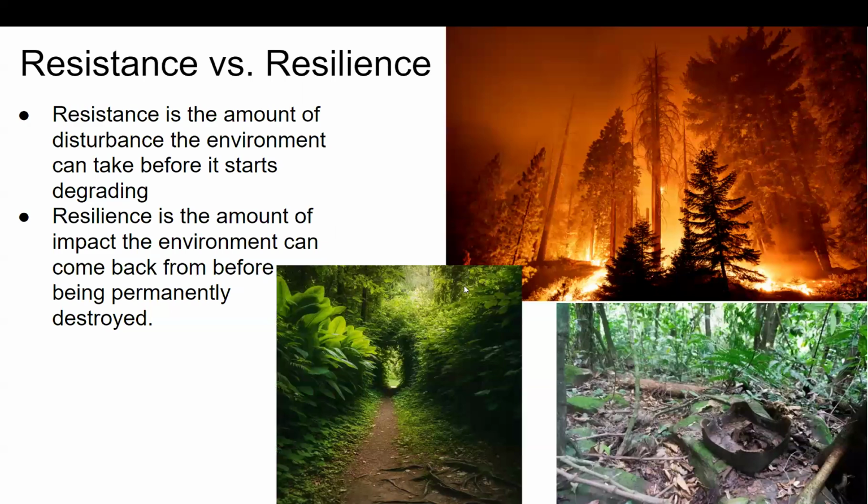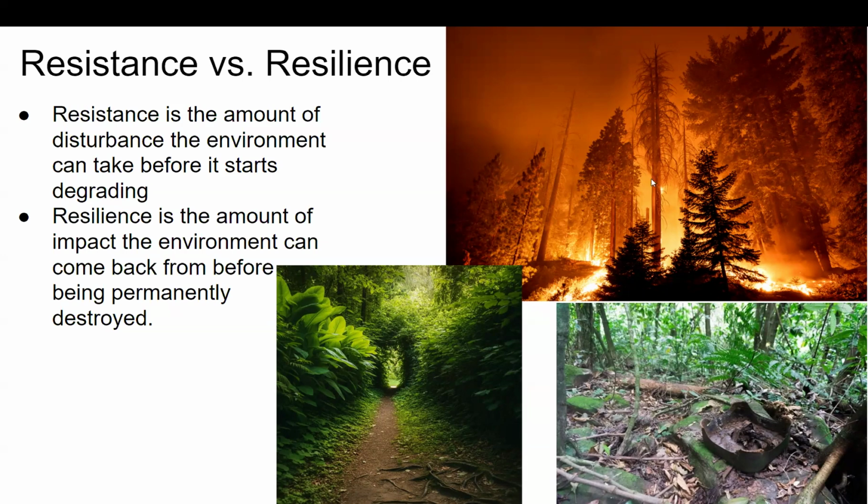Now, resistance versus resilience. Resistance is the amount of disturbance the environment can take before it starts degrading and not being able to really recover. Typically, plants that have a high resistance don't have a high resilience, but there are exceptions. Resilience is the amount of impact the environment can come back from before being permanently destroyed, basically before it can't come back.